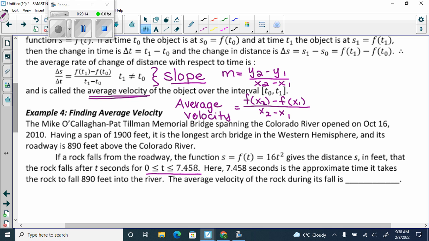It comes later, don't you worry. All right. Because this is a parabolic rock throw, it goes by 16t squared, and it starts at 0, and 7.458 hits the ground. So here it says, 7.458 seconds is the approximate time it takes the rock to fall 890 feet into the river. The average velocity of the rock during the fall is.